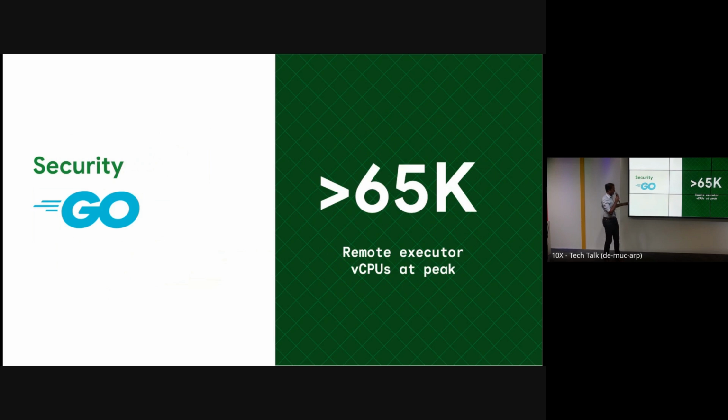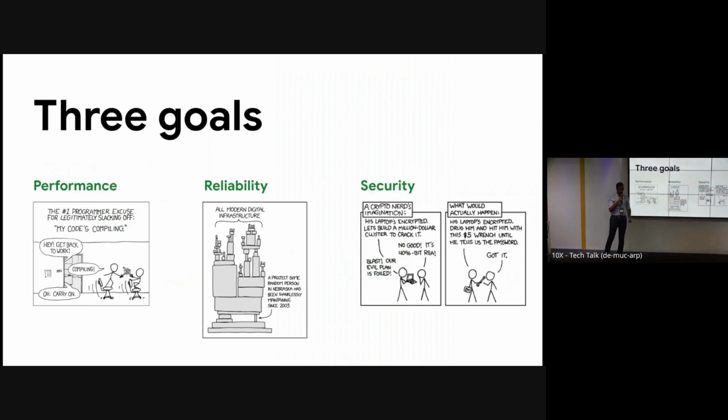Bazel services underpin our security. Even a single poisonous instance across the 65,000 vCPUs that run remote actions could allow an attack against our in-house certificate authority. So a secure foundation for our builds is just non-negotiable for us. So we've got three major goals that I've laid out: performance, reliability, security. So for the rest of our time together, I'll take you on a bit of a whirlwind tour through some of our more novel approaches to challenges in each of these spaces.